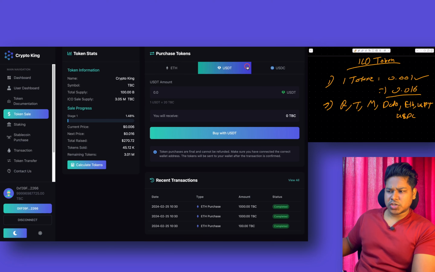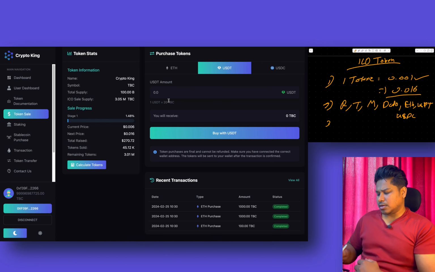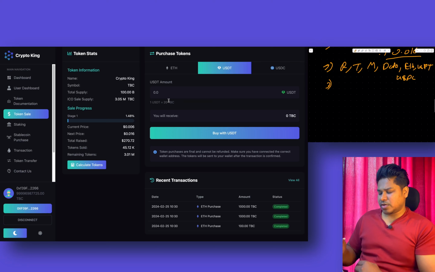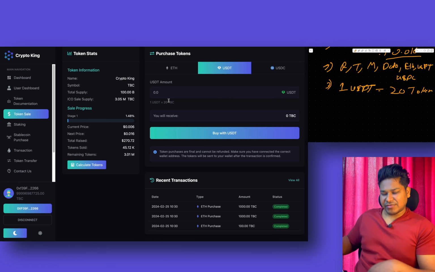If I want to make the purchase for USDT, you can see right now the ratio we have set. So you can simply update the ratio. Currently the ratio we have for the USDT: if the user will spend 1 USDT, so the ratio I have set is 20 tokens. They will get 20 tokens. That's the ratio we have set. Same for the USDC, but you can play around with this ratio.